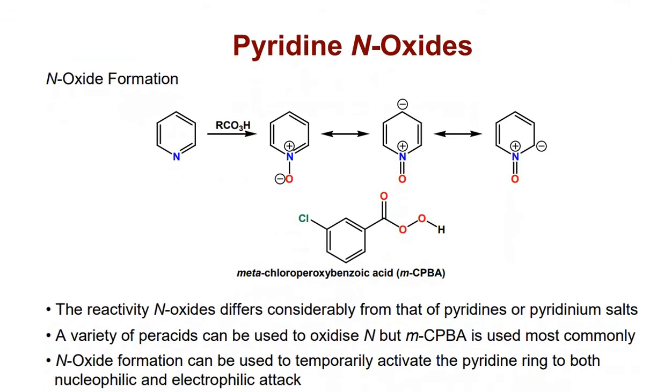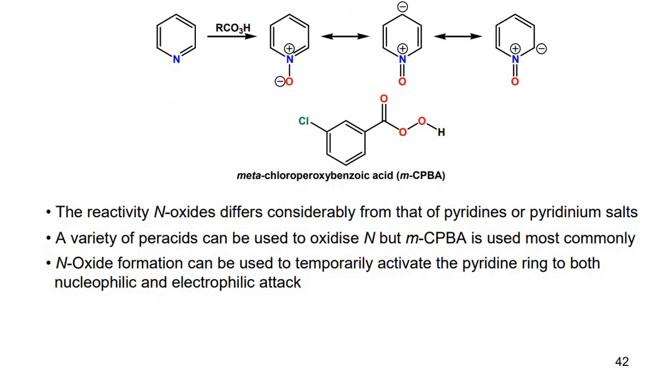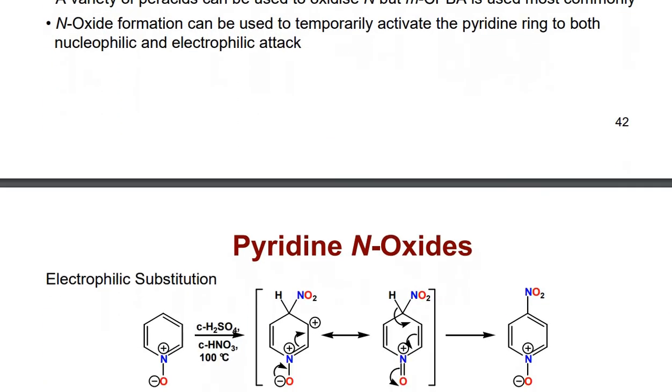N-oxide formation you have already seen. The reactivity of N-oxides differs considerably from the pyridines or pyridinium salts. A variety of peracids can be used to oxidize N, but mCPBA is used most commonly. N-oxide formation can be used to temporarily activate the pyridine ring to both nucleophilic and electrophilic attack.